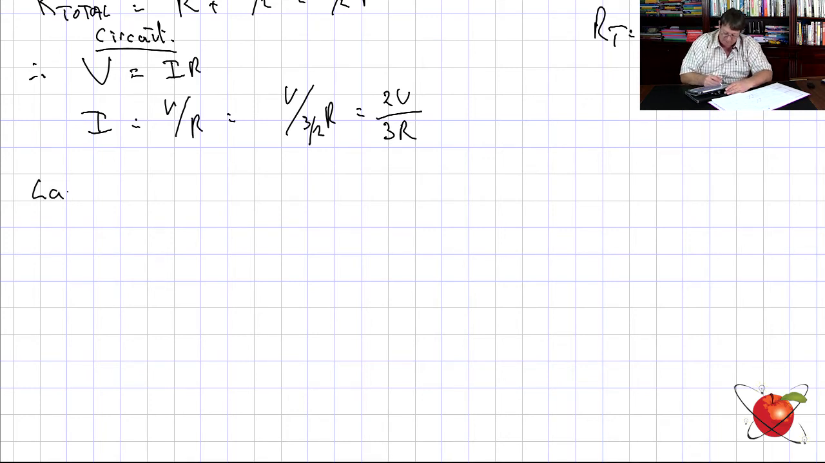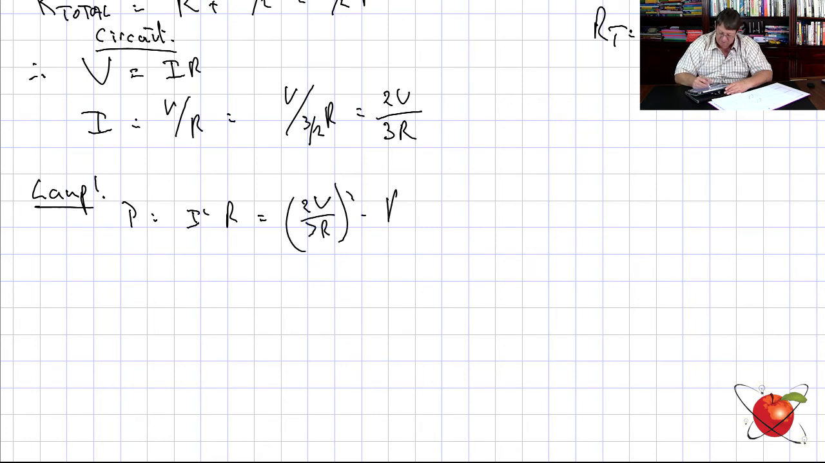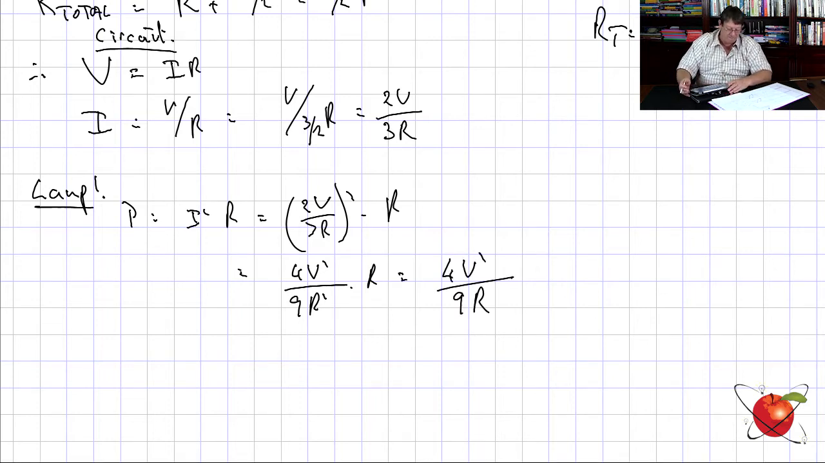So let's say lamp 1. Okay, that's the first one in that the current gets to. We say power is equal to I squared R. I squared is going to be 2V over 3R all squared multiplied by R, which is going to be 4V squared over 9R squared times R, which is 4V squared over 9R. Correct? There we go. 4V squared over 9R. Okay. Then we can say, right, this is going to be, let me just take that out the bracket, V squared over 9R. Okay, like so.